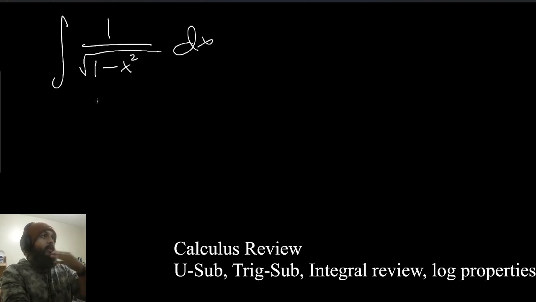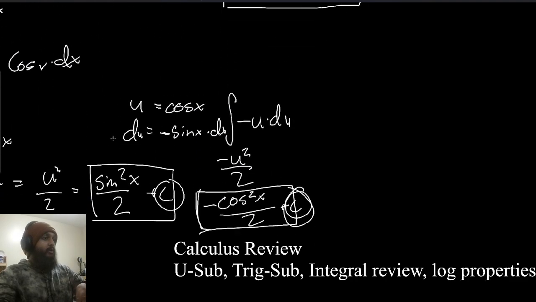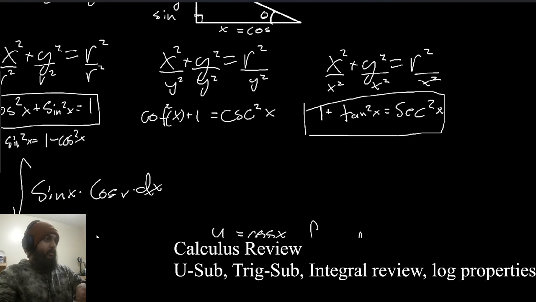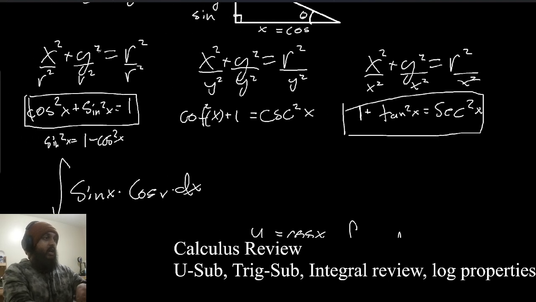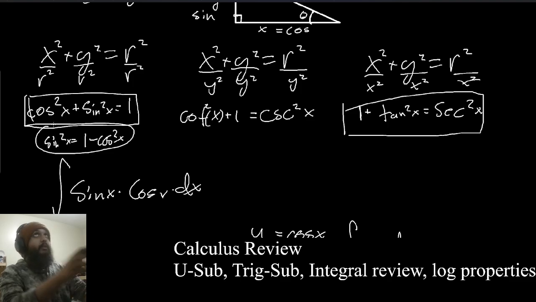Okay. So I see 1 minus something squared, and if we go back to our trig identities, notice sine and cosine are actually derivatives of each other, and they also show up in this one. So sine and cosine are ones that you should choose pretty often if you have a square root in the denominator, sine or cosine, right?